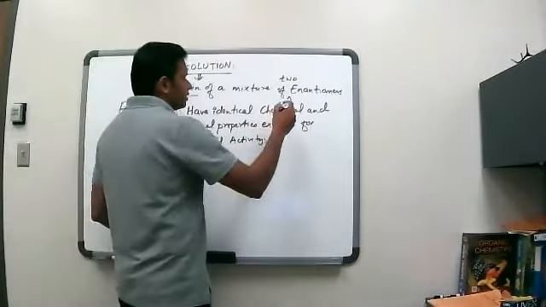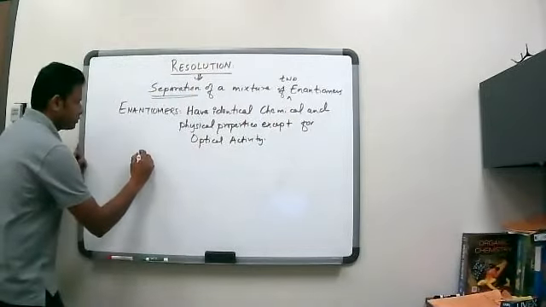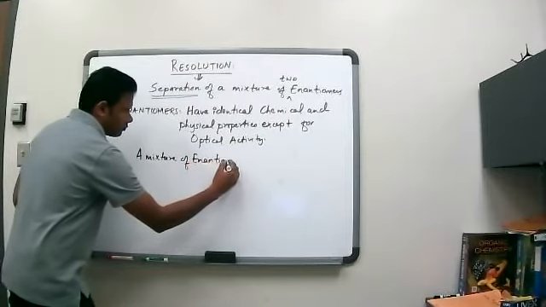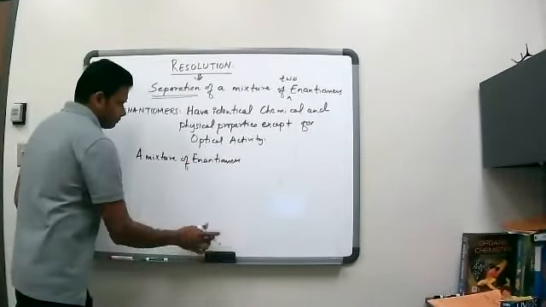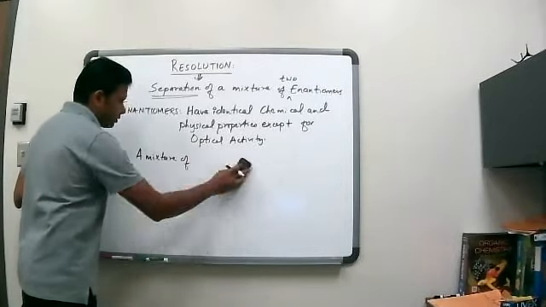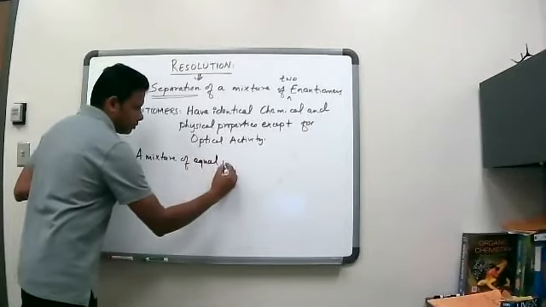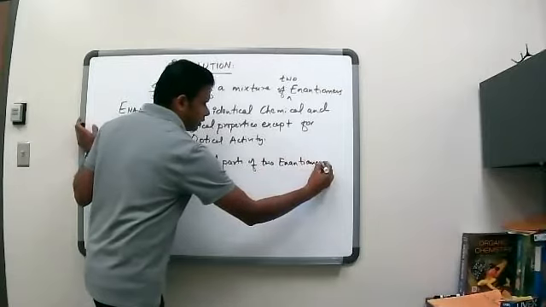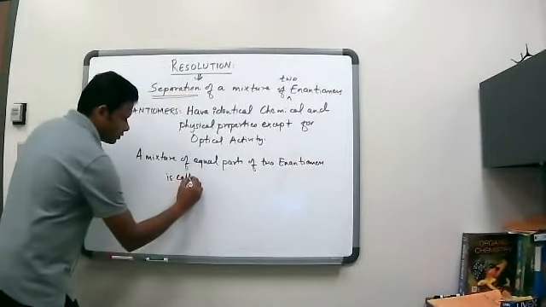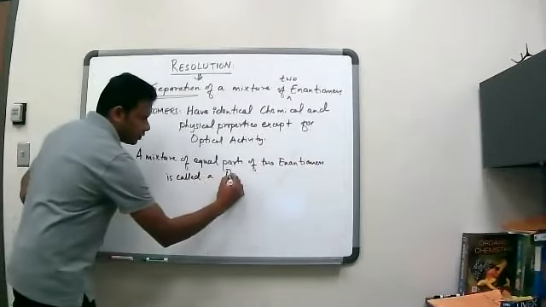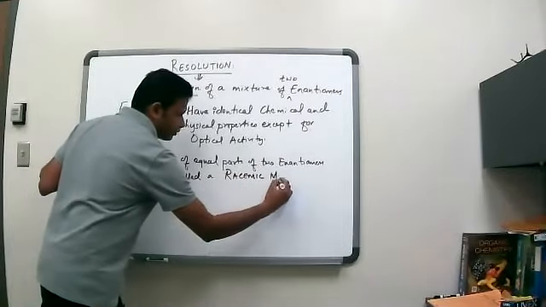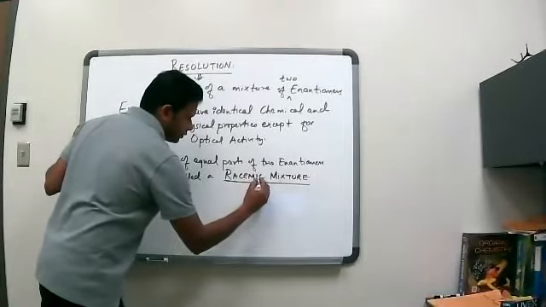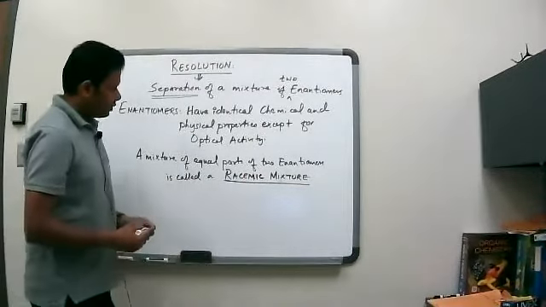Okay. In fact, there's something that I should have mentioned here. A mixture of equal parts of two enantiomers is called a racemic mixture. Okay, so it's called a racemic mixture.